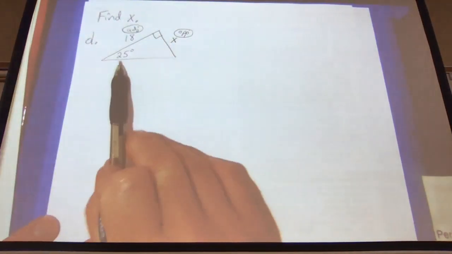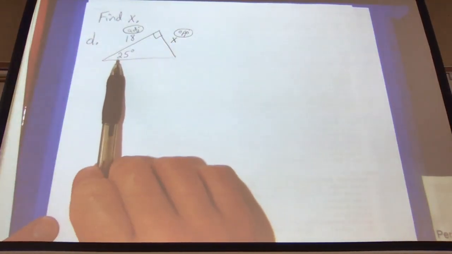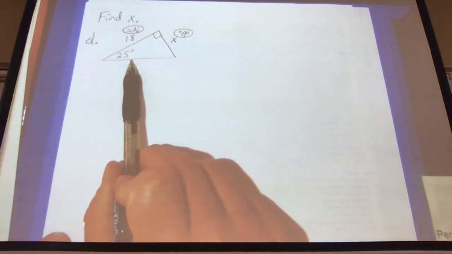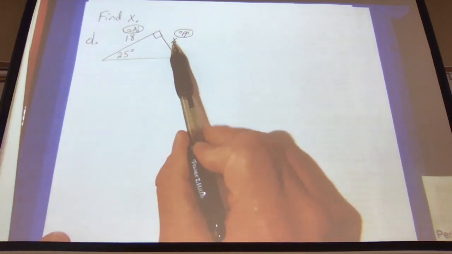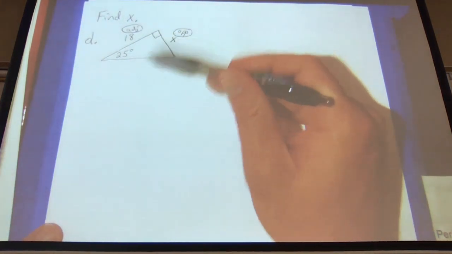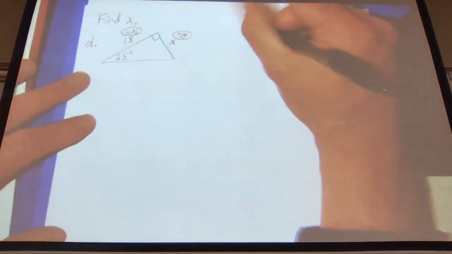So once again, you go back to the angle they give you, the non-right angle they give you, and you identify your two parts. X is the opposite side, 18 is the adjacent side. The side we didn't identify here is the one they don't give us. That would be your hypotenuse across from the right angle. Now I've got an opposite and an adjacent, so I'm going to go back to SOH CAH TOA.